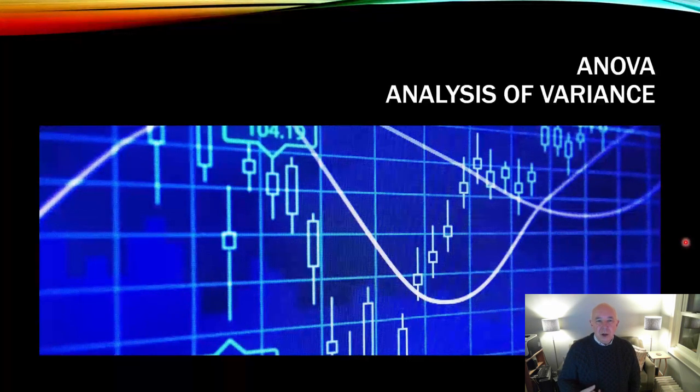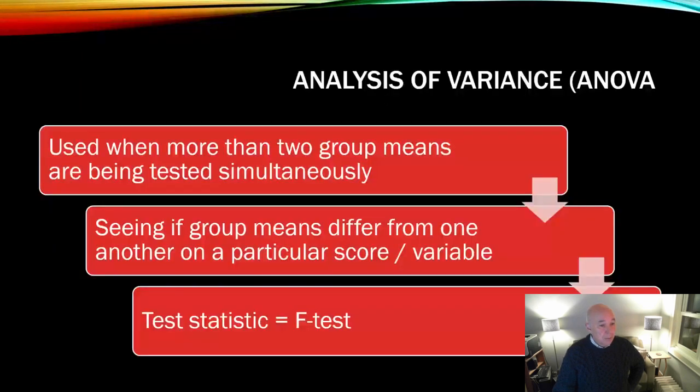I generally don't use ANOVA with more than 4 groups in most of my work, because once I get to a certain level of complexity, the results kind of get muddled. So just keep your models simple as you do this, and we'll talk a little bit more about that. All right, so let's talk a little bit about analysis of variance.